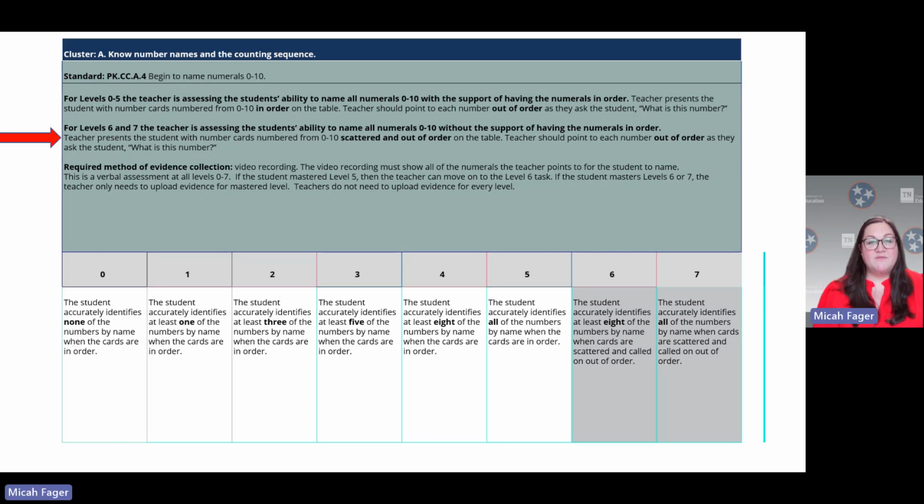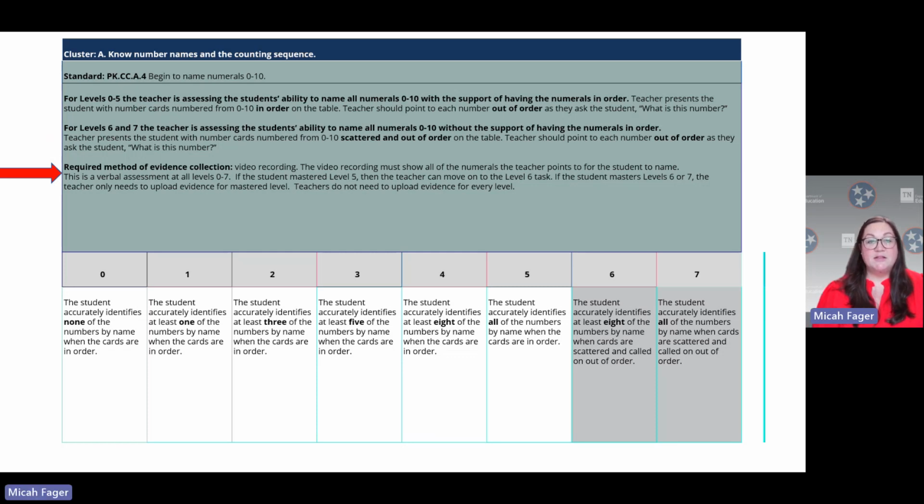The required method of evidence collection is a video recording. The video recording must show all of the numerals the teacher points to for the students to name. This is a verbal assessment at all levels 0 through 7. So again, the video recording should show the numerals that the teacher points to, and we should be able to clearly hear the student identify what numeral it is.